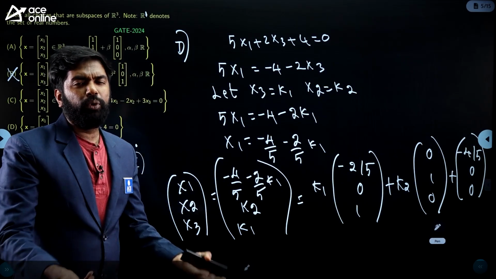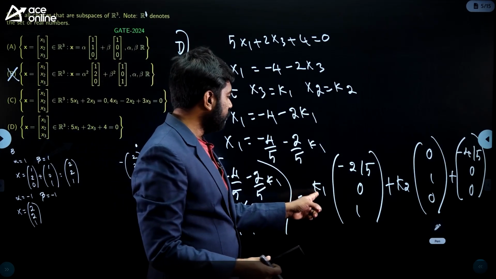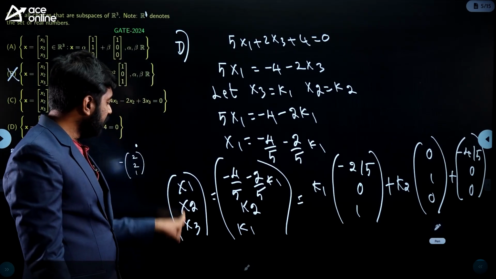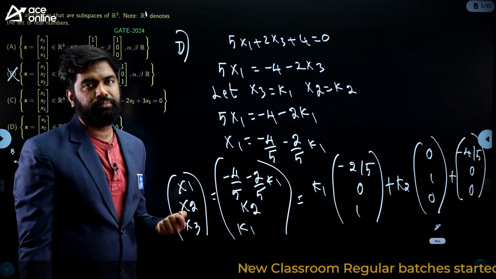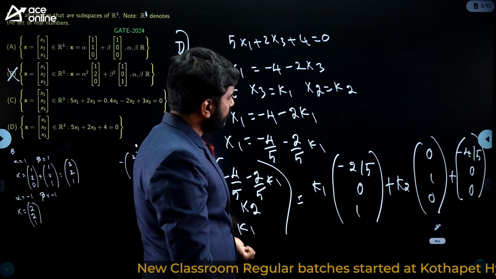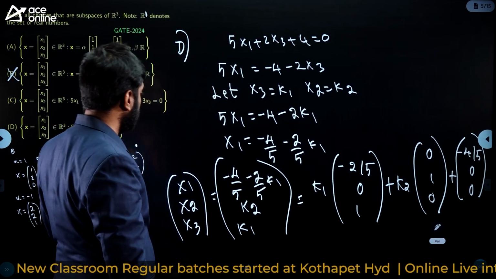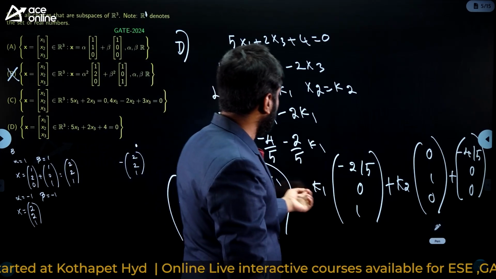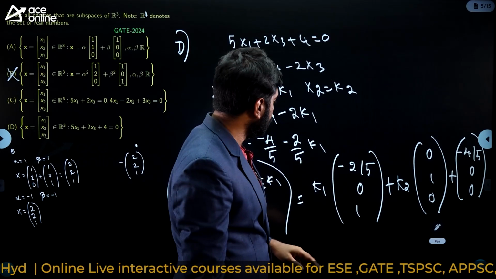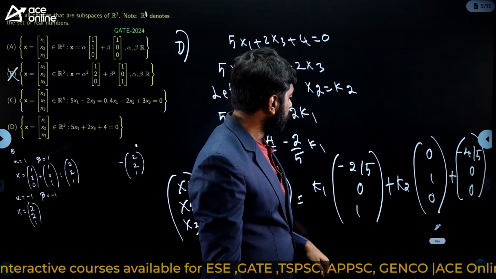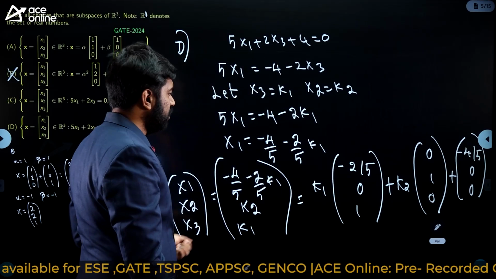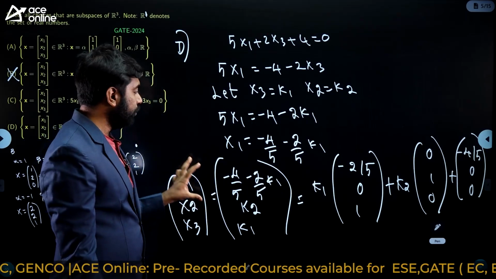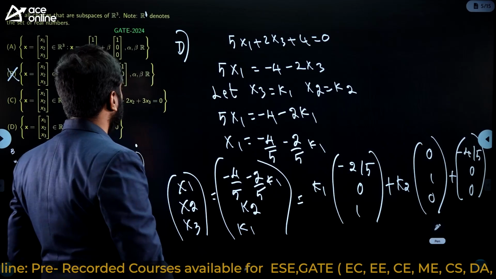So why am I doing all this? You substitute whatever values of k1, k2, you can never make this solution a zero vector. Is that clear? So did I say it correctly? I said you can substitute whatever values of k1, k2, you can never generate a zero solution.